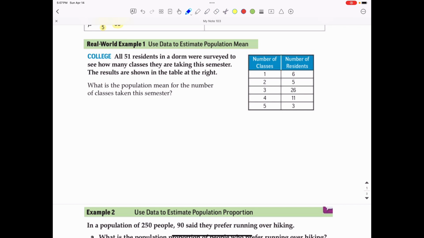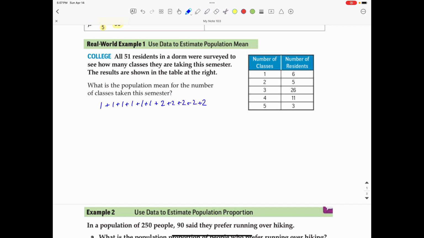It's because over on the right column where it says number of residents, you can see that there are 6 residents that take 1 class. There are 5 residents that take 2 classes, and so on. So since there are 6 residents that take 1 class, we may have to take 1 plus 1 plus 1 plus 1 plus 1 plus 1, 6 times for each of the 6 residents, and then add to that the 5 residents that take 2 classes, so that would be 2 plus 2 plus 2 plus 2 plus 2.